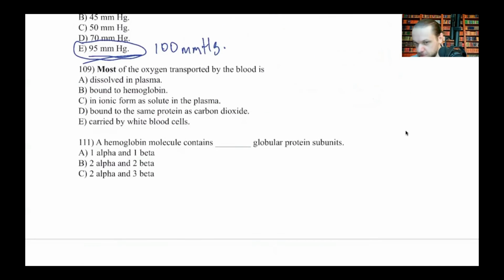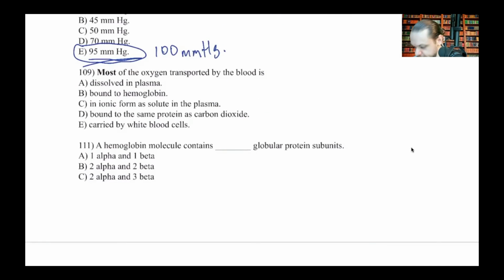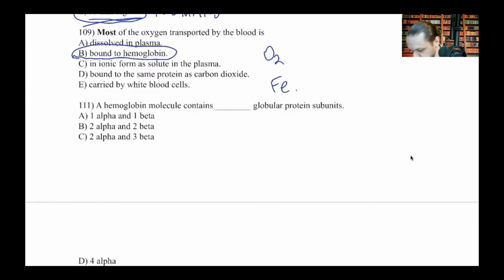Yep. 109. Let's do Sarah Ann. Most of the oxygen transported by the blood is, I put B, bound to hemoglobin. That is correct, right? So hemoglobin is your major transport molecule. We basically went into great detail about that. O2 is bound to the iron, and this is what we got. That's excellent.